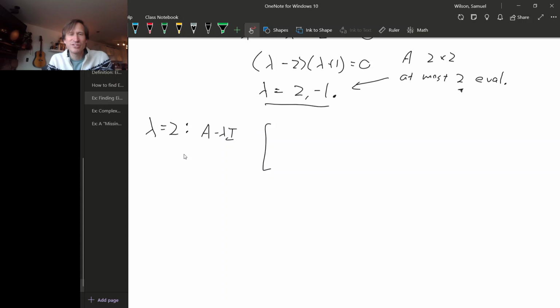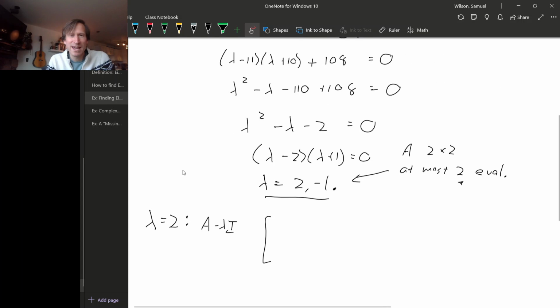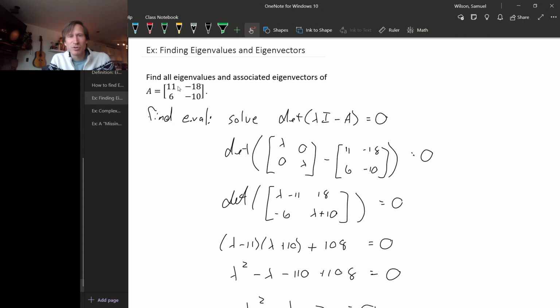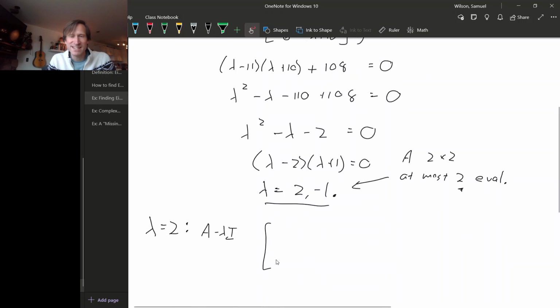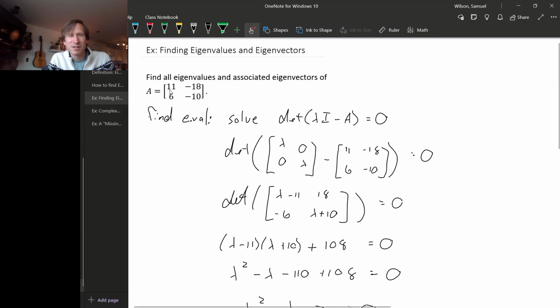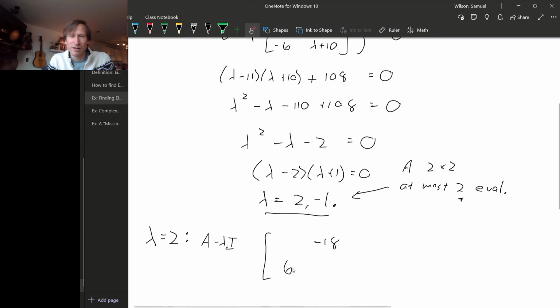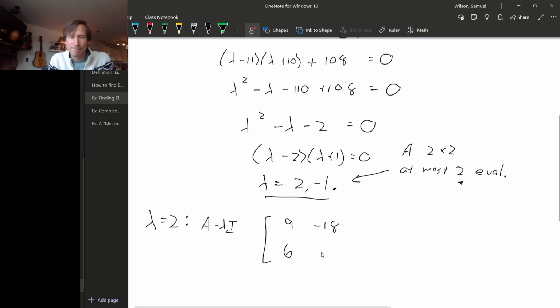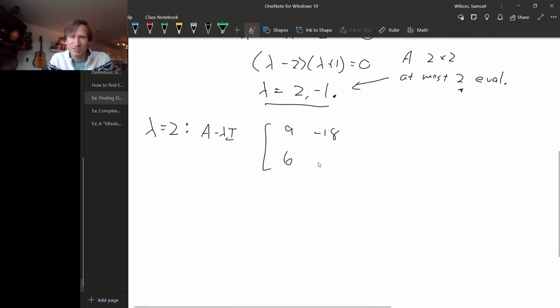So lambda is 2, and our original matrix is way up here. We're doing A minus lambda I, so we just need to subtract lambda from the diagonal elements. Off the diagonal, it's still minus 18 and 6. And then on the diagonal, we're subtracting lambda, so 9 and 12, minus 12, minus 12.